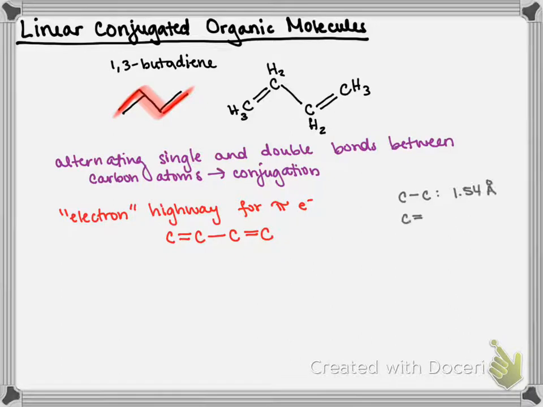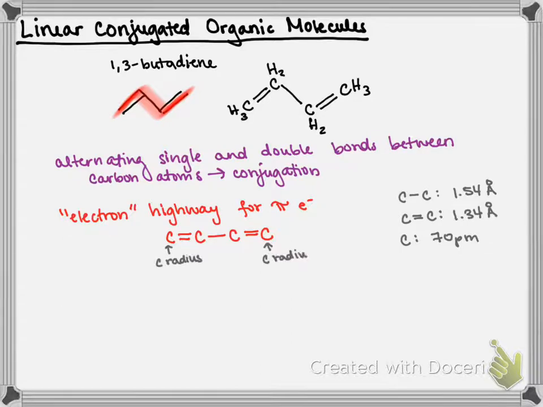Well, we could look up what the average value for a carbon-carbon single bond is. It turns out to be 1.54 angstroms. A carbon-carbon double bond has an average bond length of 1.34 angstroms, and a carbon has an atomic radius on average of 70 picometers, or 0.70 angstroms. So what is the length of this?